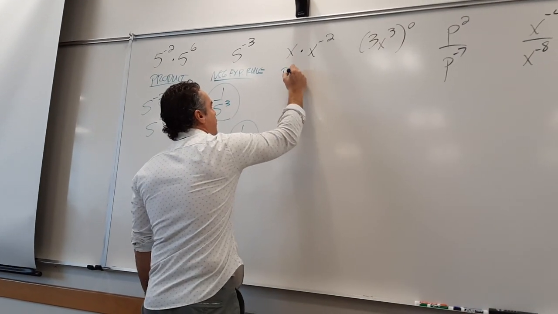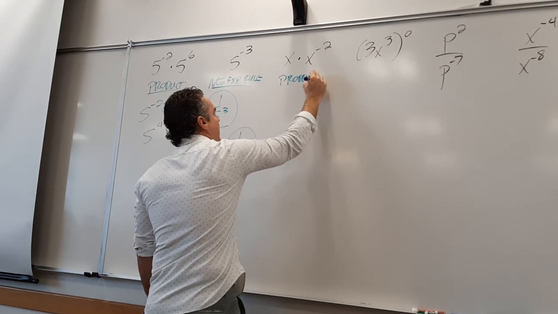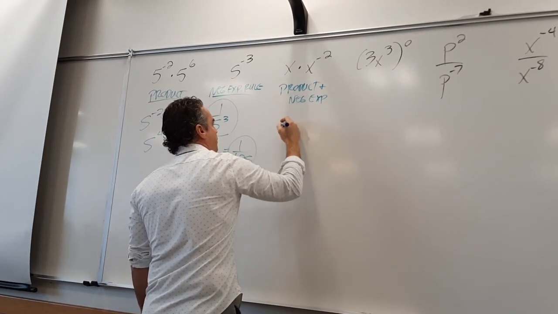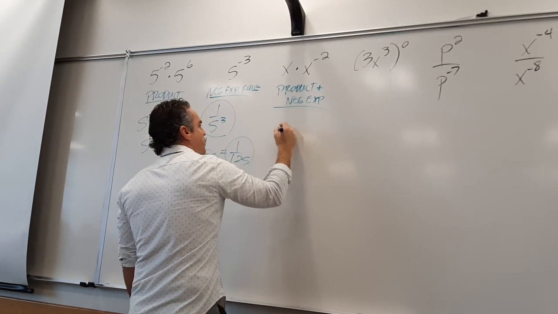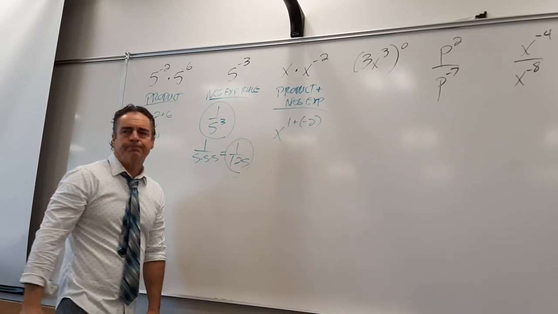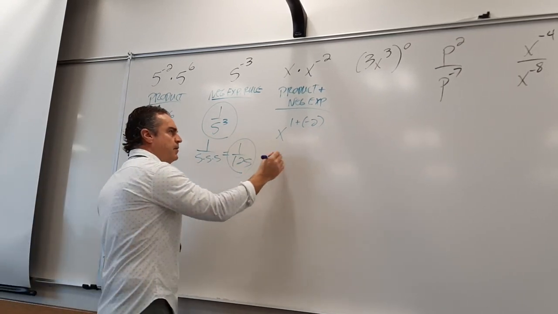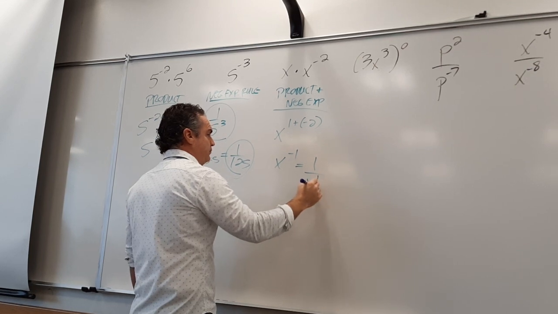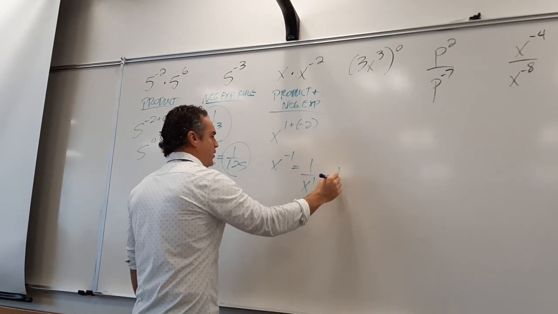This is going to be both the product rule and the negative exponent rule. Combination problem here, okay? Both of them. So the product rule says it's x to the 1 plus negative 2, right? Which makes x to the negative 1, which equals 1 over x to the 1, which equals 1 over x.